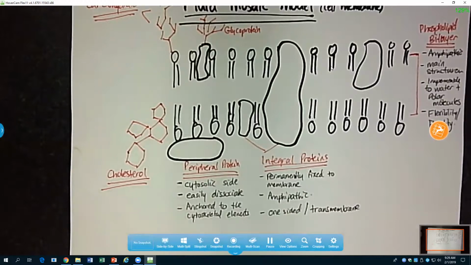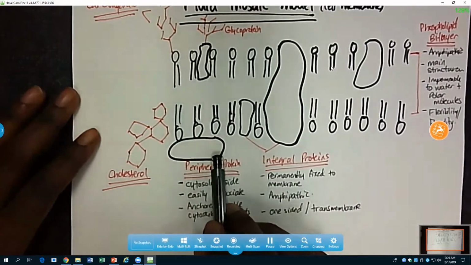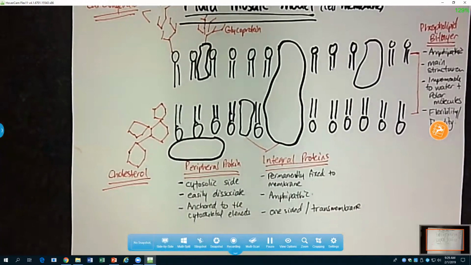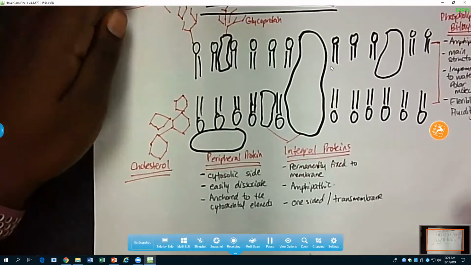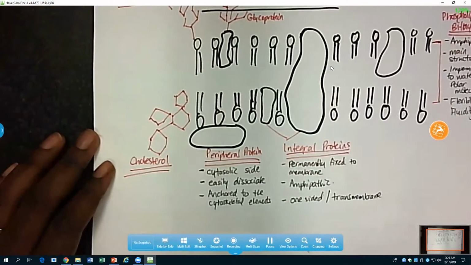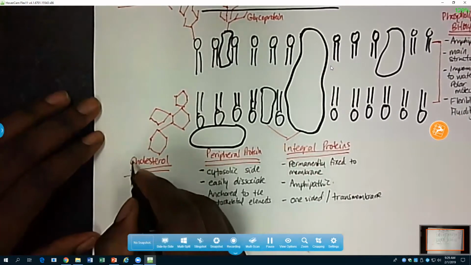These are your microtubules, your filamentous proteins, right? They help to anchor the cell. They give the cell shape and structure, almost like a scaffolding network within the cell, okay? And so they anchor the peripheral proteins to the cytosolic side of the cell membrane. Any questions so far? Let's move on and talk about cholesterol, right?